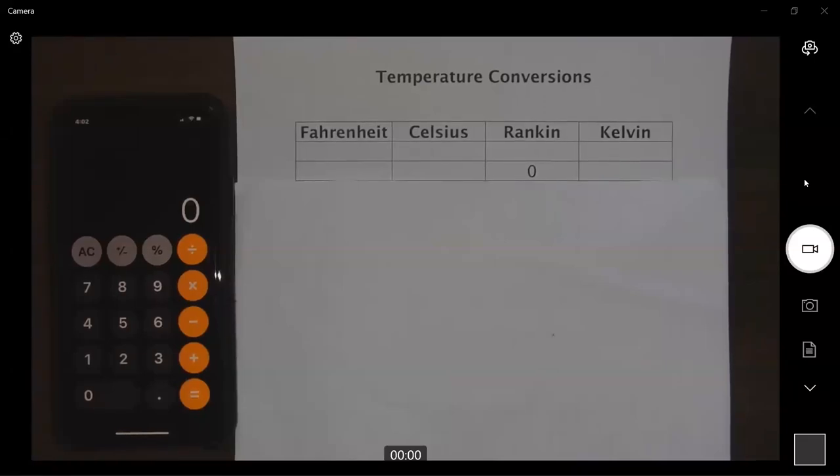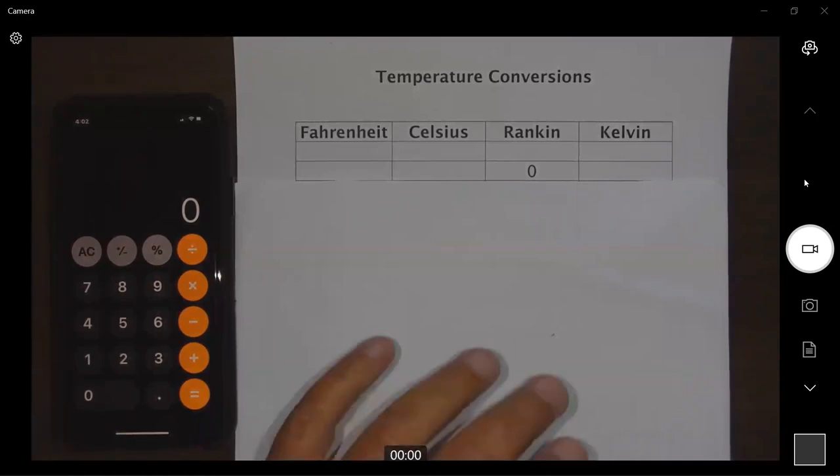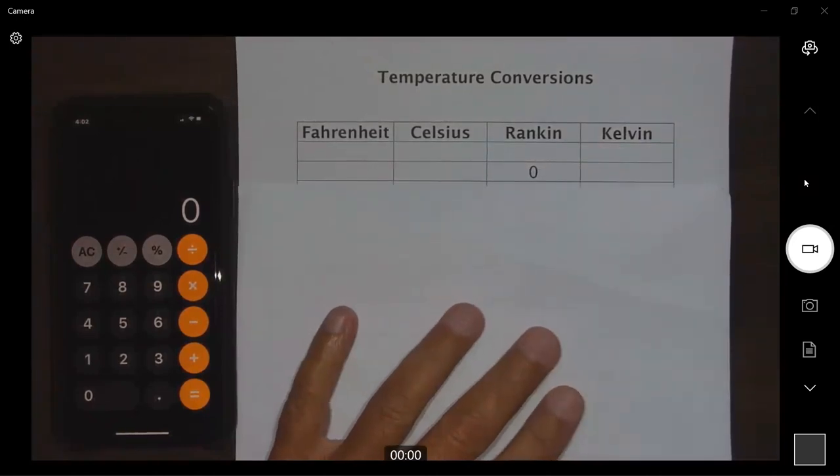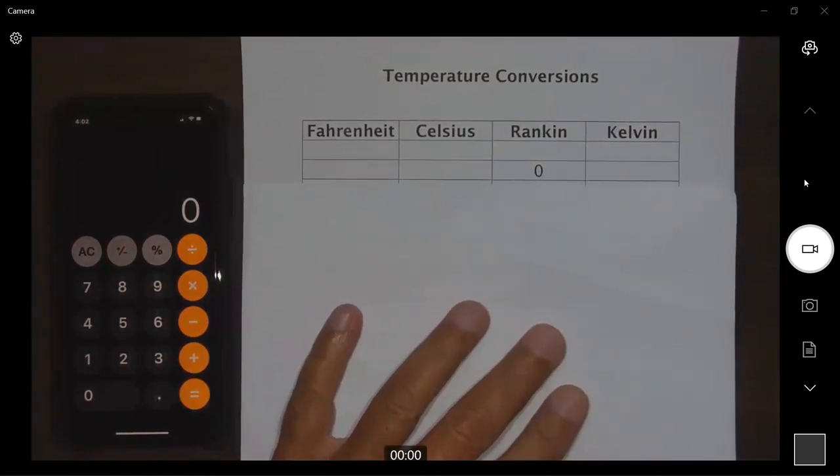Okay, so I'm going to do a video for this temperature conversion worksheet. Sort of a step-by-step going through the steps. So first one here, zero Rankine, and I have to fill in the rest of the boxes.